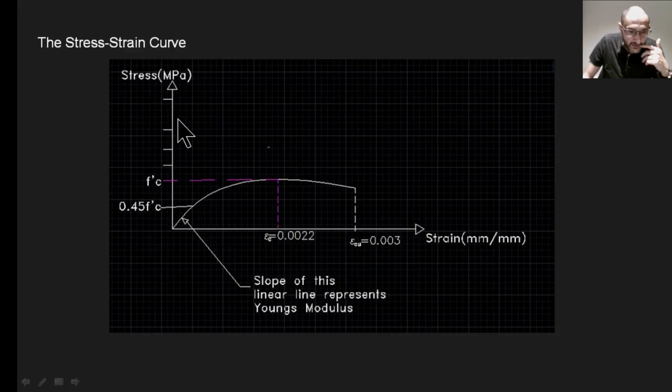So the value for this strain doesn't have any units. In this case, it could be millimeter divided by millimeters. It's unitless.